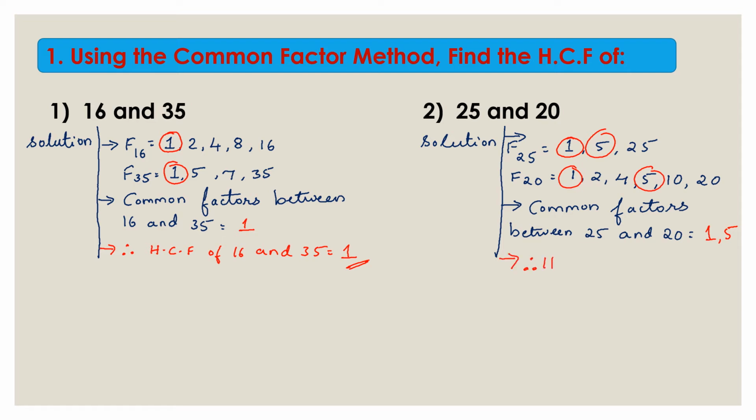So let's write the third step. Therefore, HCF, that is highest common factor, of 25 and 20 is which number? 1 or 5, which is highest? 5. So HCF of 25 and 20 is equal to 5.